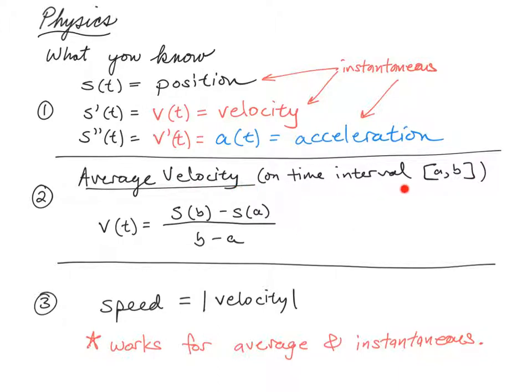Again, here with the average velocity, this happens over an interval of time, so from time A to time B. You can see that it is just finding the slope using the position function over a certain span of time. And then the last thing that I want to mention here that you already know is that speed is equal to the absolute value of velocity. One thing that I have not mentioned before is that this works for both average and instantaneous velocities. So if you get a velocity instantaneously, or you find an average velocity, the speed will be the absolute value of either of those.